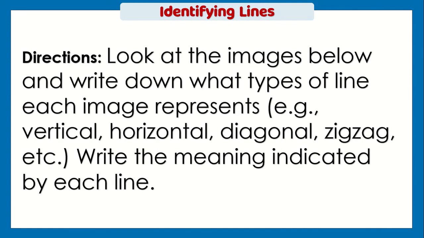We will have an identifying lines activity. For the directions, look at the images below and write down what types of line each image represents. Example given: vertical, horizontal, diagonal, zigzag, and so on. Write the meaning indicated by each line.